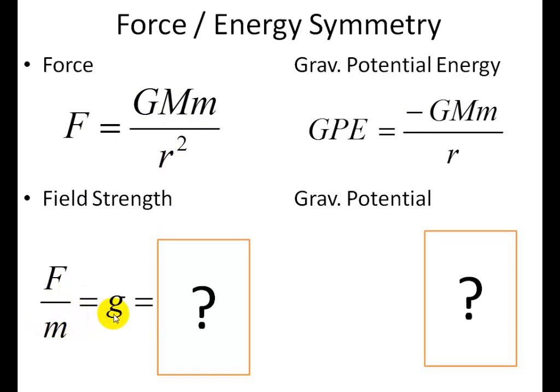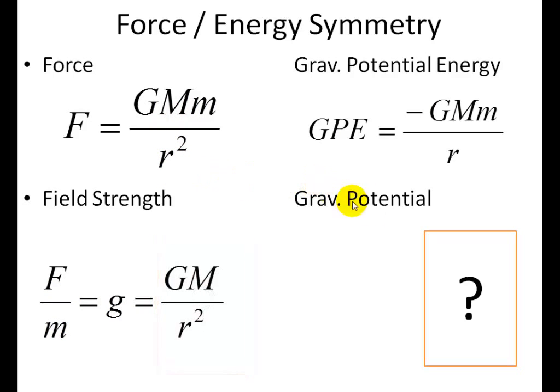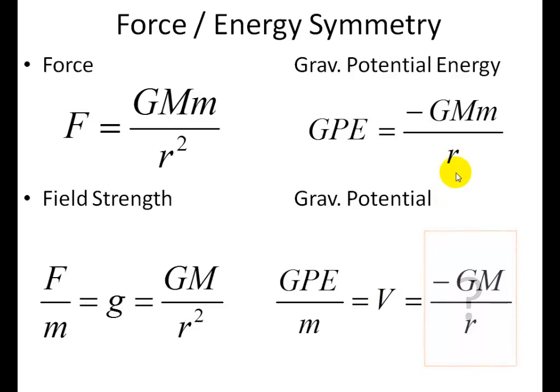F over m is equal to g, so that would be GM over r squared. What is the gravitational potential? This is the gravitational potential energy per unit mass. It's GPE over m, which is equal to V, which is going to be minus GM over r. Here again, we have a negative value.